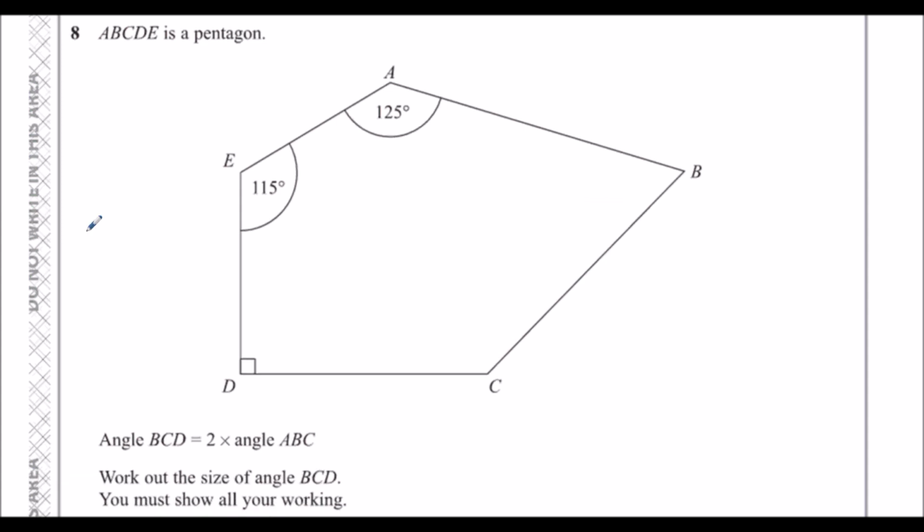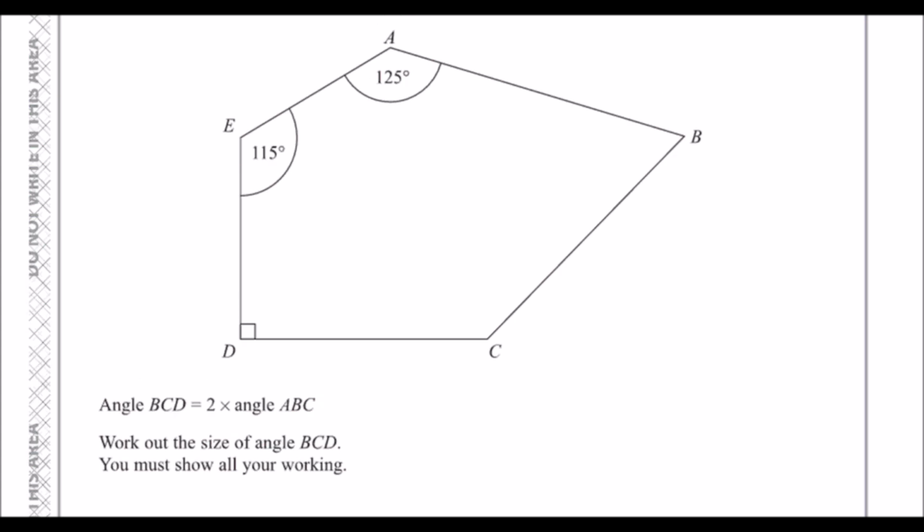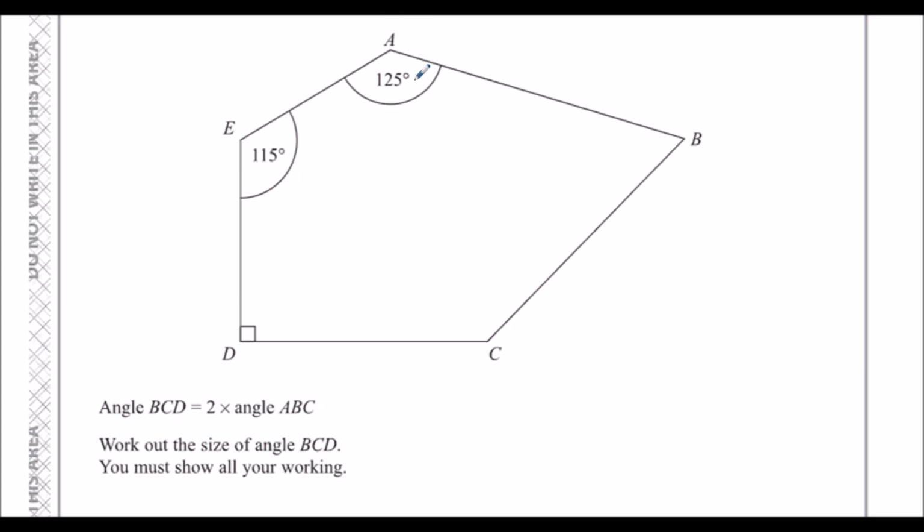ABCDE is a pentagon, question 8 says. So I've got a 5-sided shape, and we've got 3 angles given to us. Angle BCD is 2 times ABC. So if ABC is x, BCD is going to be twice that, so 2x. Work out the size of angle BCD.